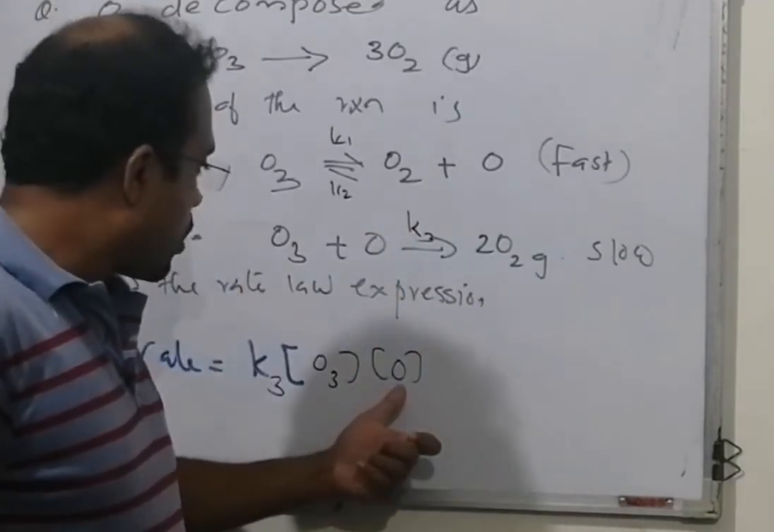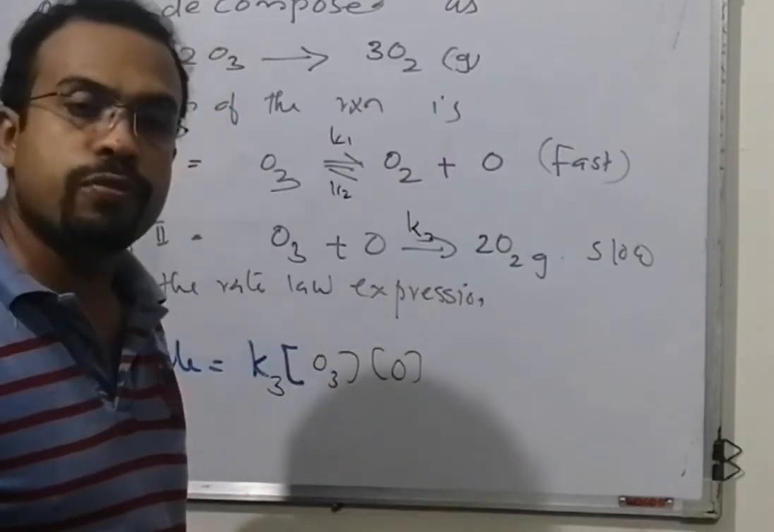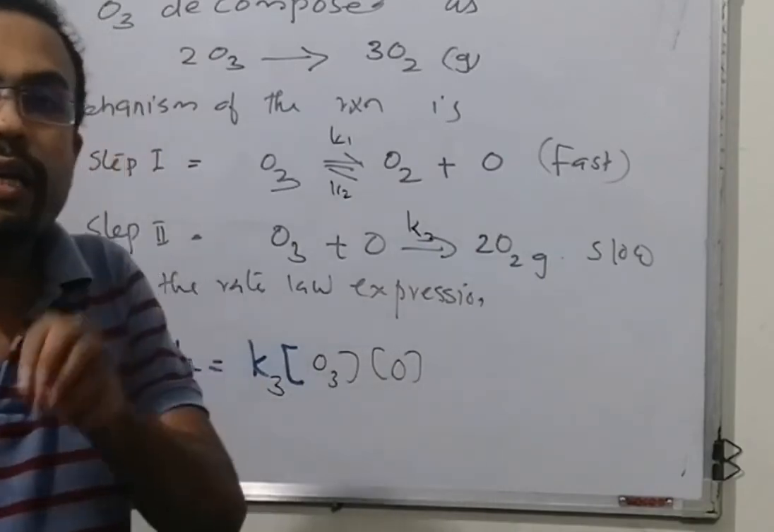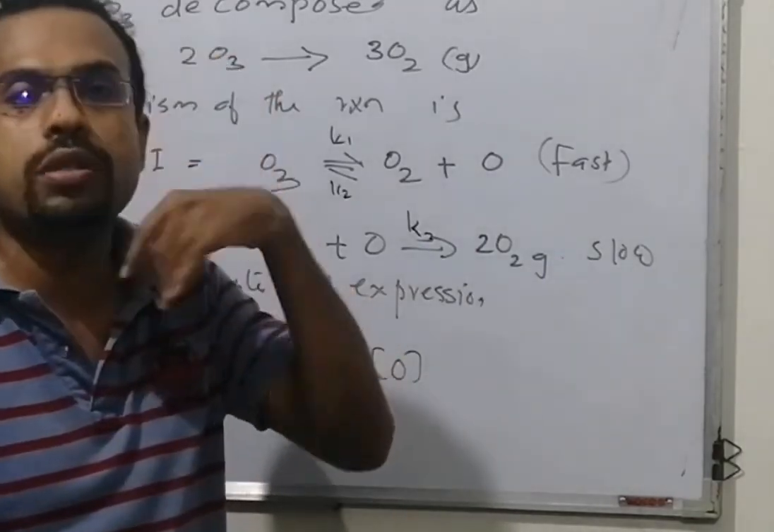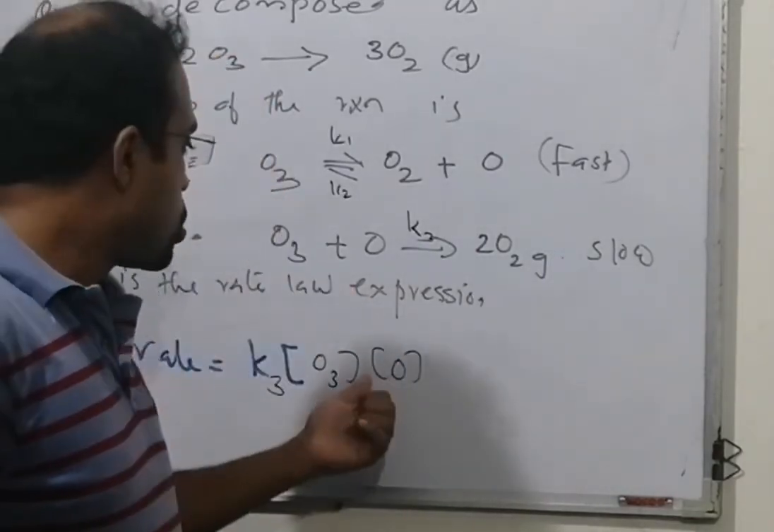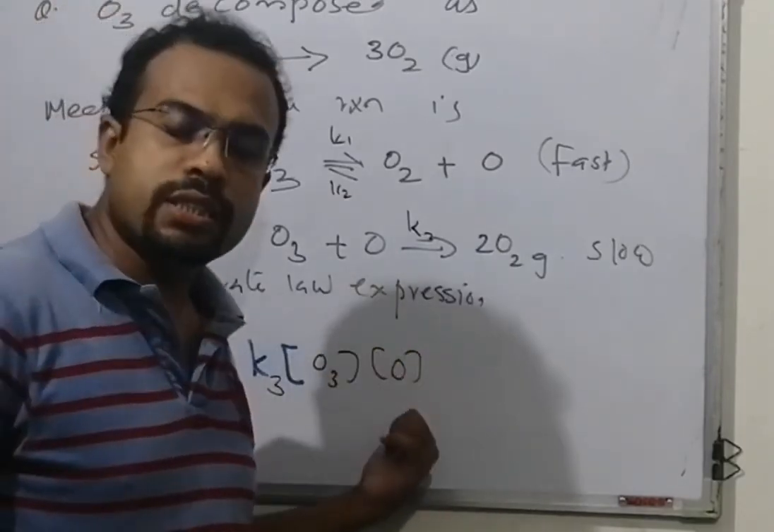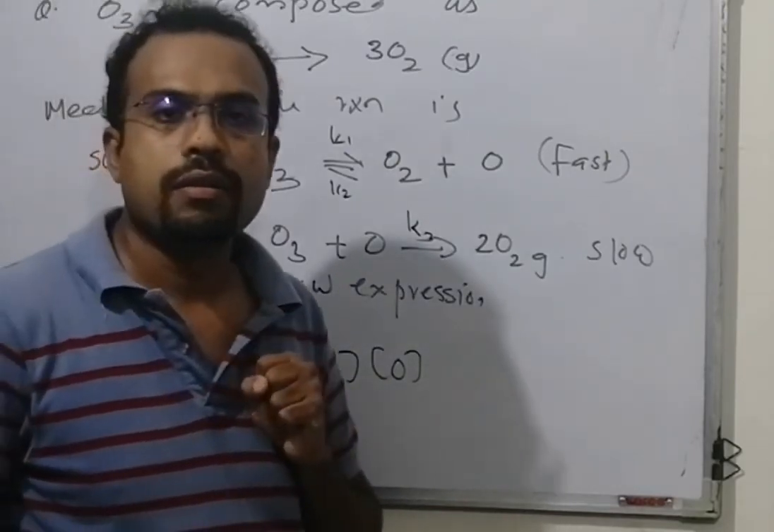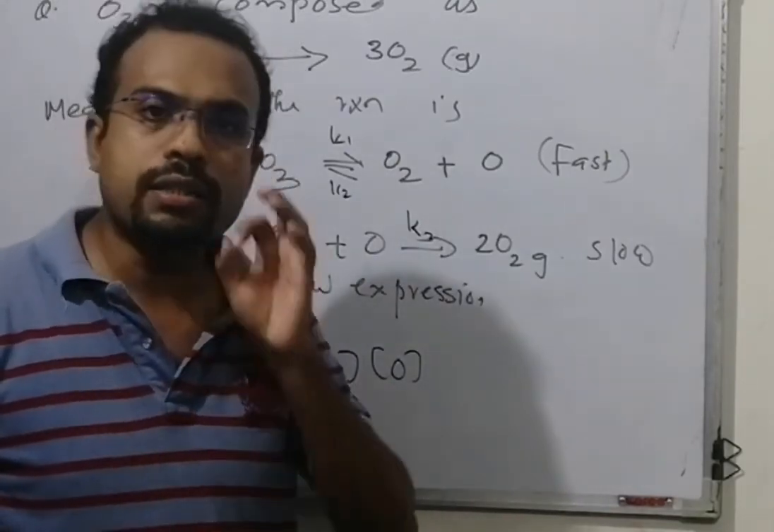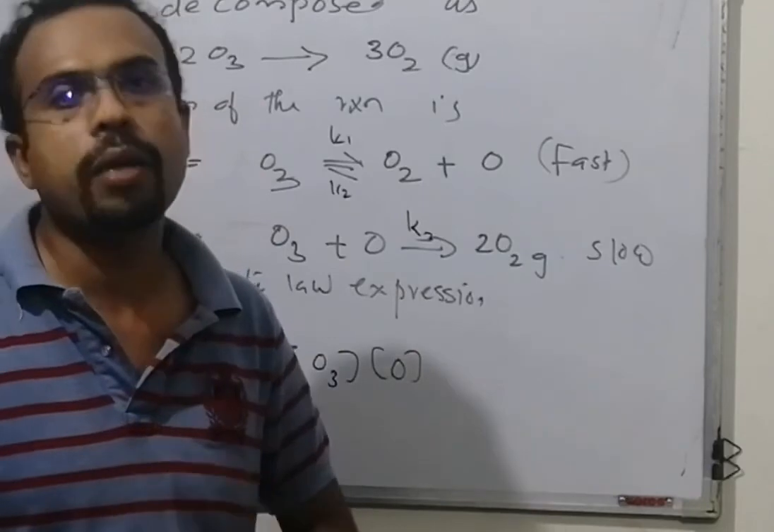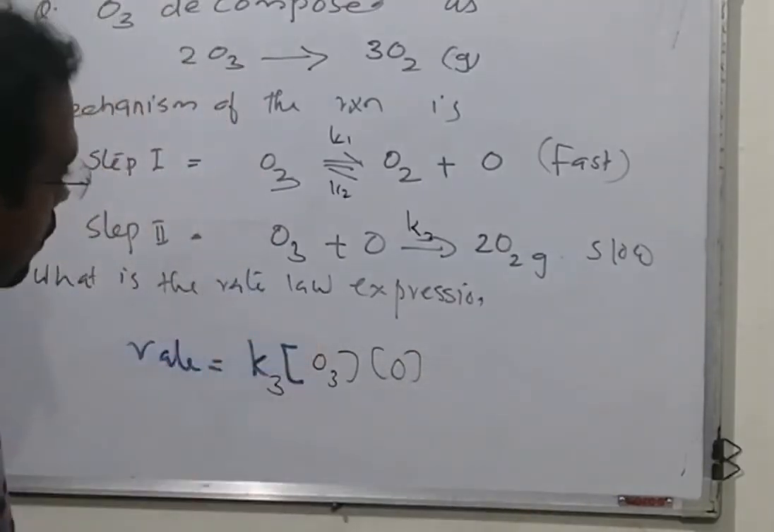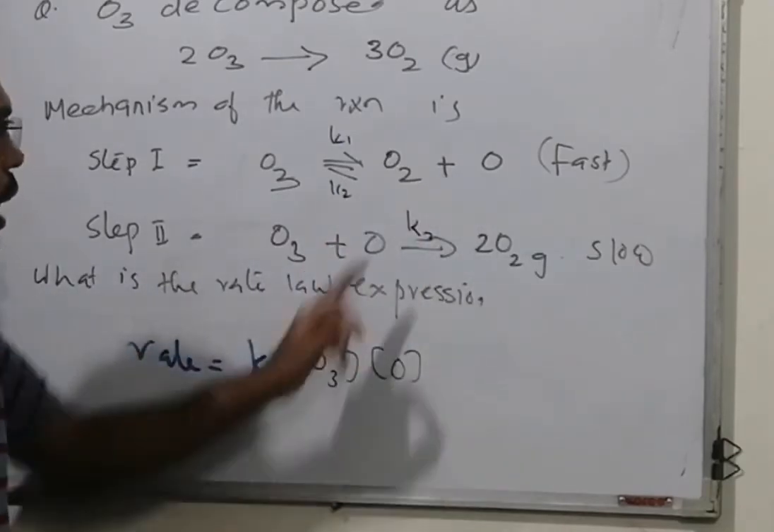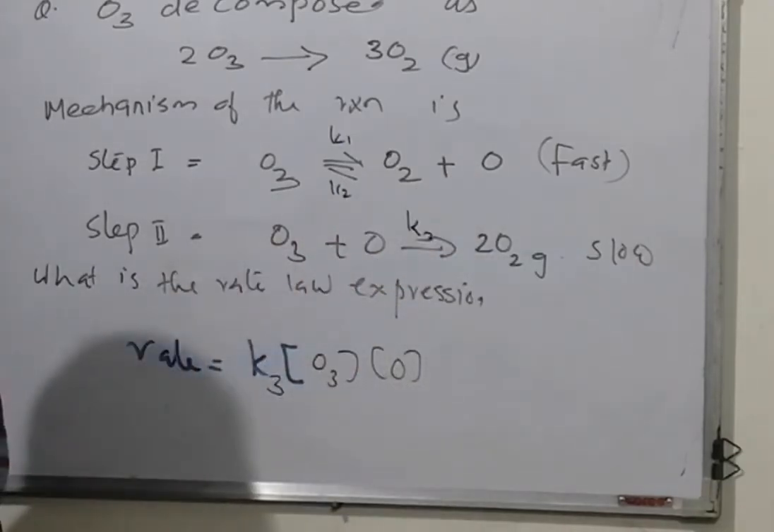Therefore, you cannot get the concentration of O accurately. Your rate law expression should substitute this term with the reactants. That's a must. That is a trick. That is the ability you have to keep to solve this question. But how? O is formed in the first step, and it is consumed here.